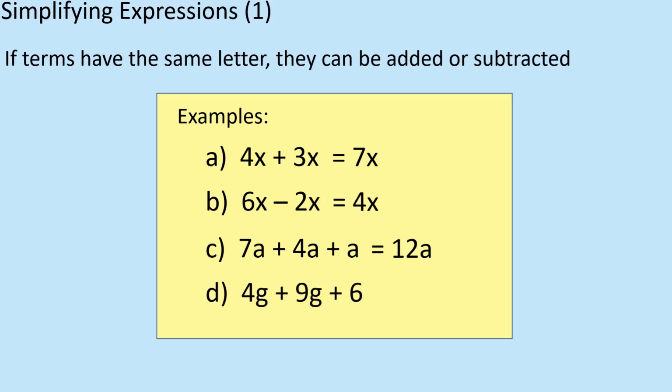This is a little bit different, and I've thrown it in there to make sure you're aware that whilst we're adding things with letters, if it doesn't have a letter, then we can't bring them together. We have to leave them separate. In this case, I've got 4g and 9g, so they're okay. That's going to give me 13g. But because the 6 is just a number, I have to leave it as it is. When we're simplifying expressions, terms must have the same letter and not be a number on their own. Otherwise, we have to leave them separate.